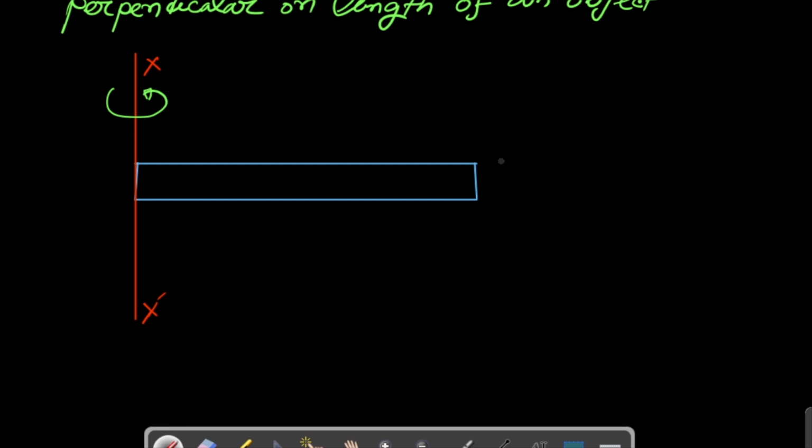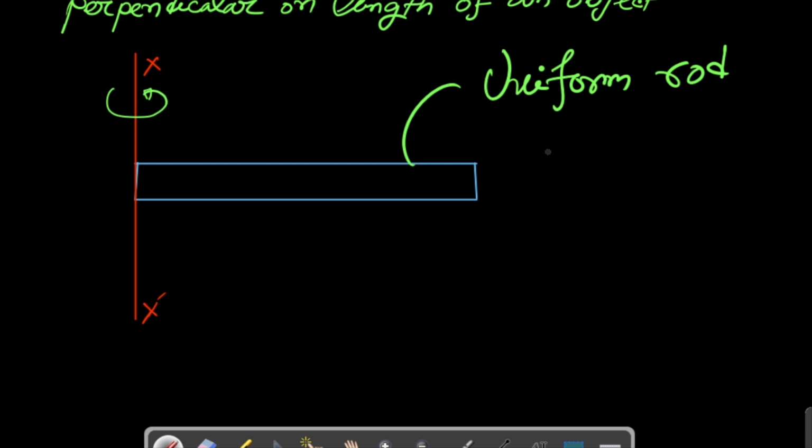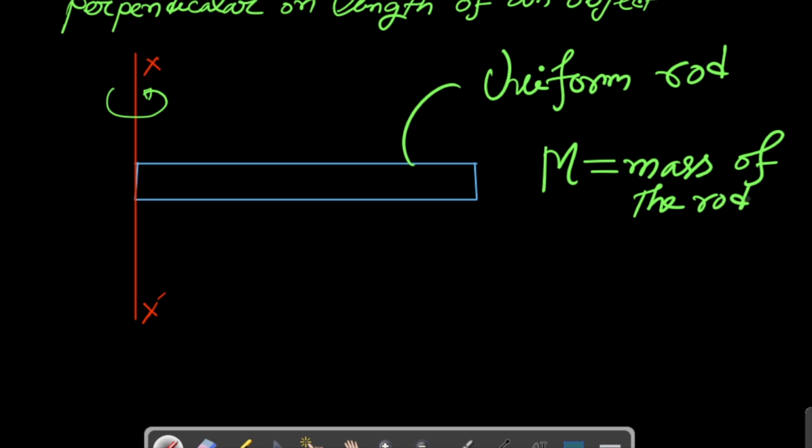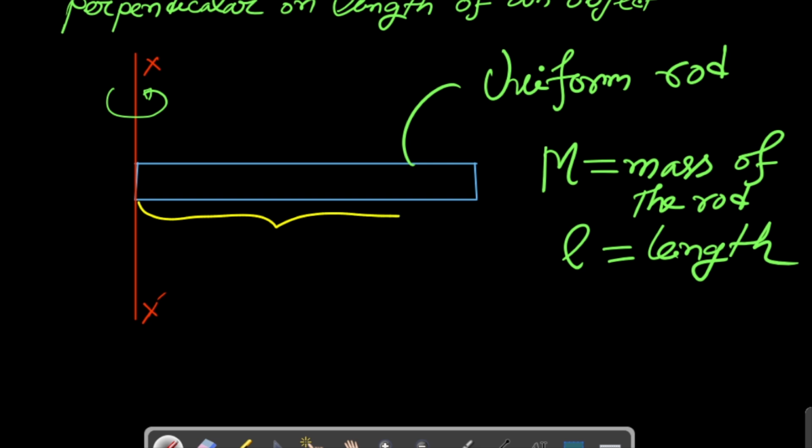Suppose this is the uniform rod. The mass of this rod is m. Suppose m is the mass of the rod, and L is the length of the object. Suppose this is the length.